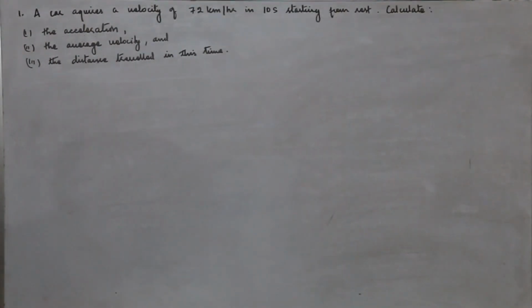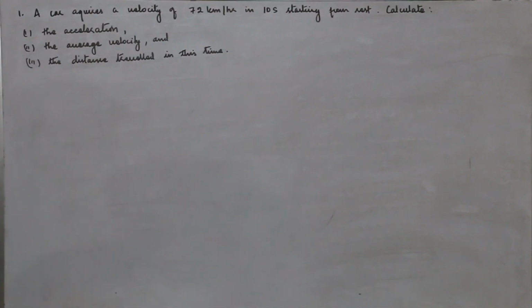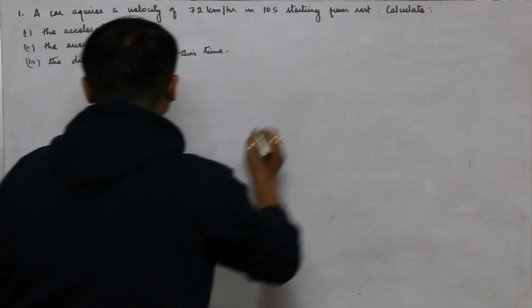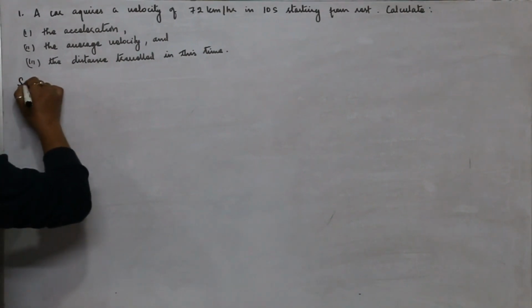Okay, let's solve one question. A car acquires a velocity of 72 km per hour in 10 seconds starting from rest. Calculate the acceleration, the average velocity, and the distance traveled in time t. Okay, so solution.